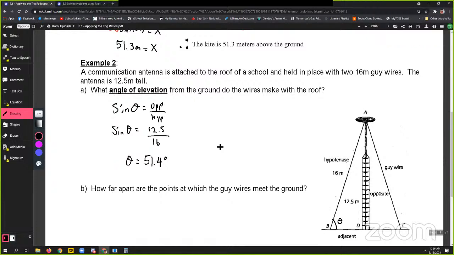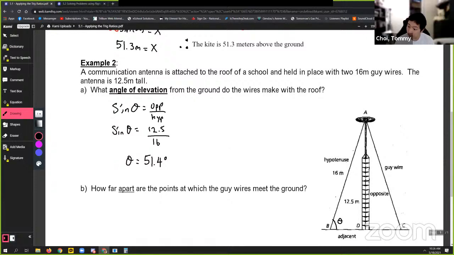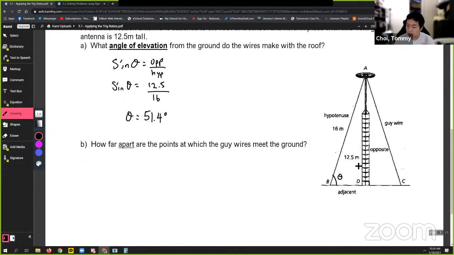Okay, got it. Perfect. Nice. So everyone has the answer, which is great. So then, part B: how far apart are the points at which the guy wires meet the ground? It's asking us for the distance from B to C, this whole distance here. But we probably don't want to solve for this whole thing, right?